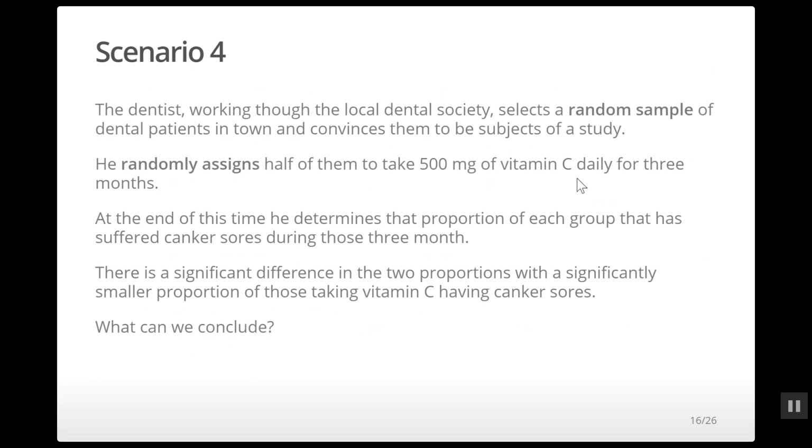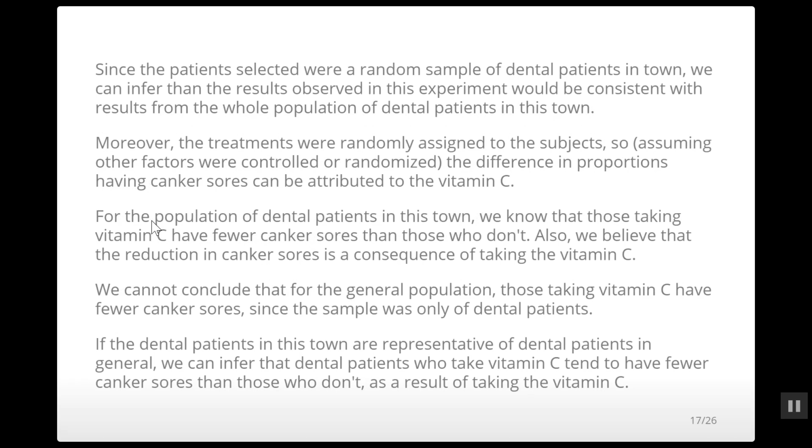Okay, and then lastly, if we do random sampling and random assignment, then we can generalize to the population, and we can make conclusions about cause and effect. Okay. It's easy to talk about this in a classroom setting and say, oh, here's a study where we had random sampling and random assignment. Okay. The truth is, in real life, we never get to do this. Okay. It's almost impossible to have truly random sampling.